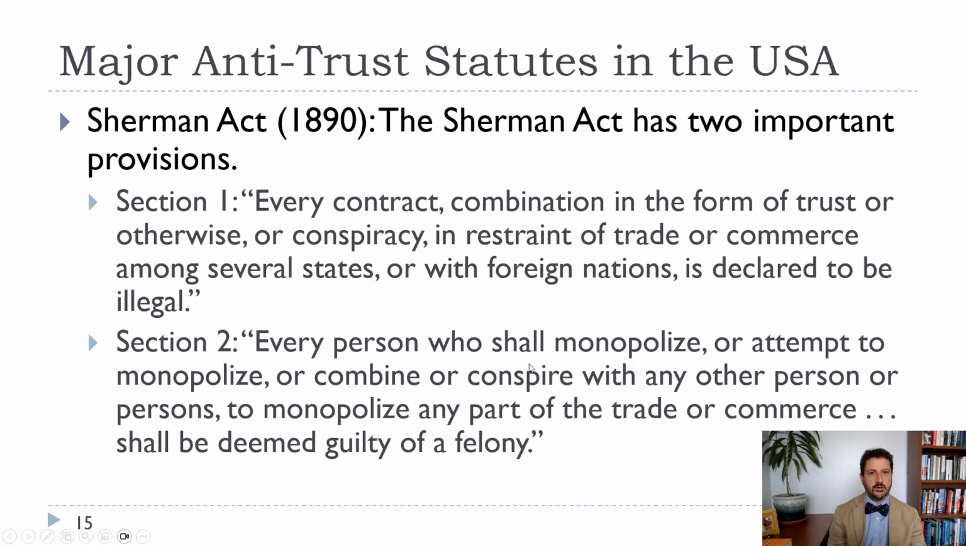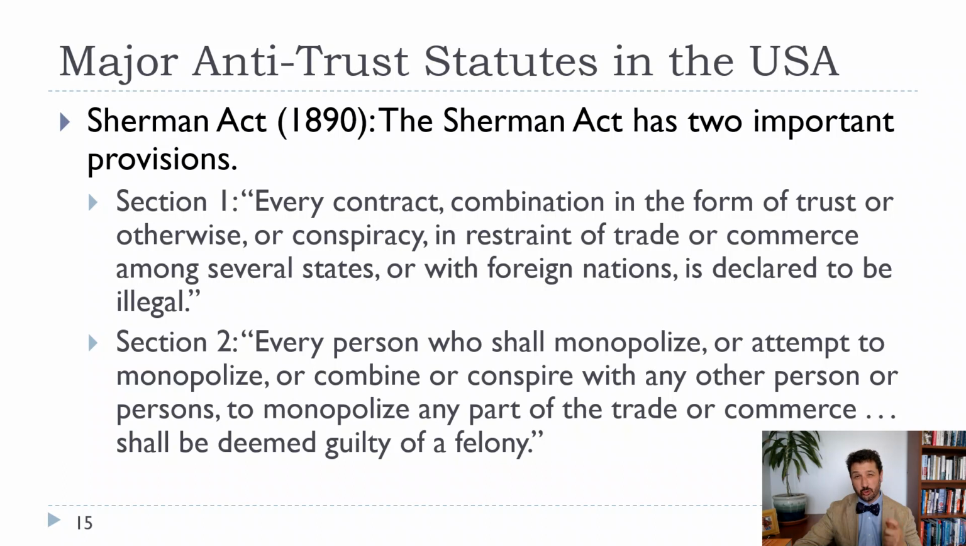So just to give a brief historical overview, the Sherman Antitrust Act was the first anti-monopoly legislation that was passed in the United States in 1890. So two main sections. Section 1 says every contract, combination in the form of trust or otherwise, or conspiracy in restraint of trade or commerce among several states or with foreign nations is declared to be illegal.